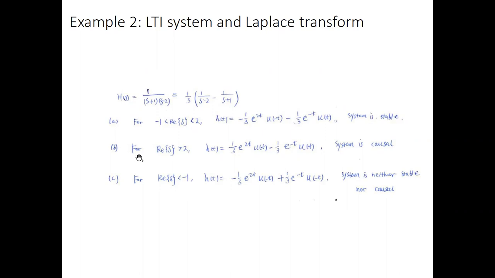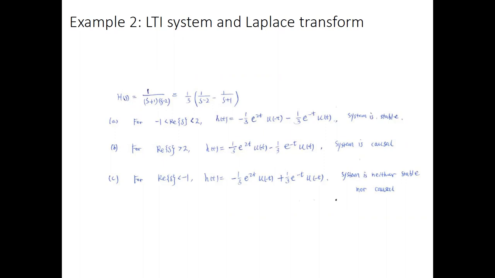Okay, case two, the region of convergence is to the right of the rightmost pole. In this case, the rightmost pole is 2. Then for both the first term and the second term, the region of convergence is to the right of the corresponding pole. Then both the first and second term should correspond to a right side signal. The first term is exponential 2t u of t. The second term is exponential minus t u of t. Don't forget the coefficient 1 divided by 3.